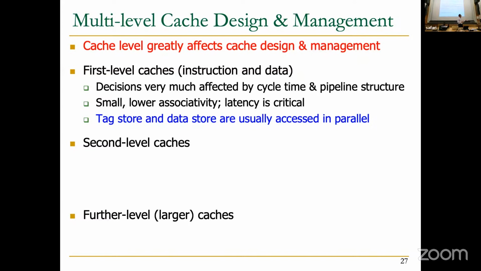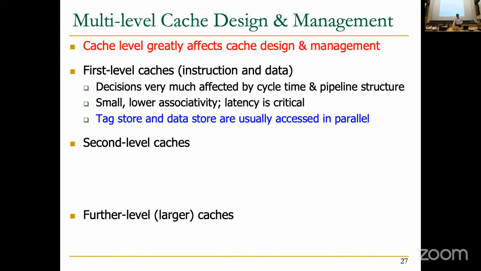We index the tag store, we index the data store, we get the tags and data in parallel, we do the tag comparisons. If there's a match, we use the data that we actually accessed concurrently with the tag store. If there's a mismatch, then we discard the data. Now, you can do this in parallel in the first level. And first level is small, and first level hit rates are high. So it makes sense to access the tag store and the data store in parallel.